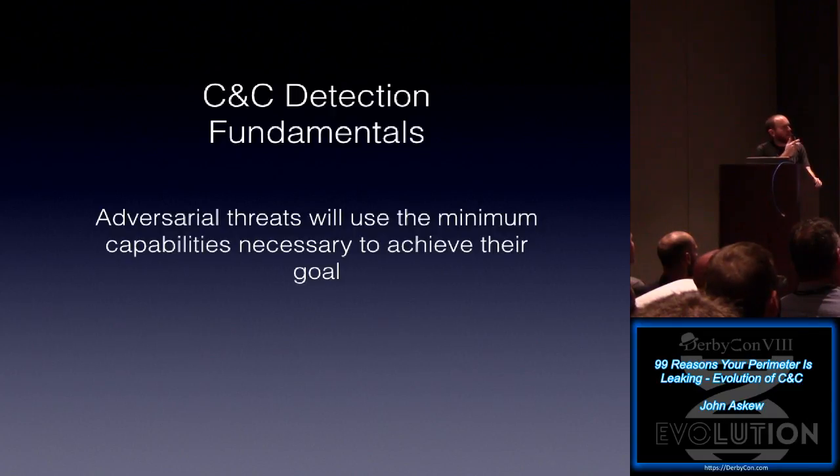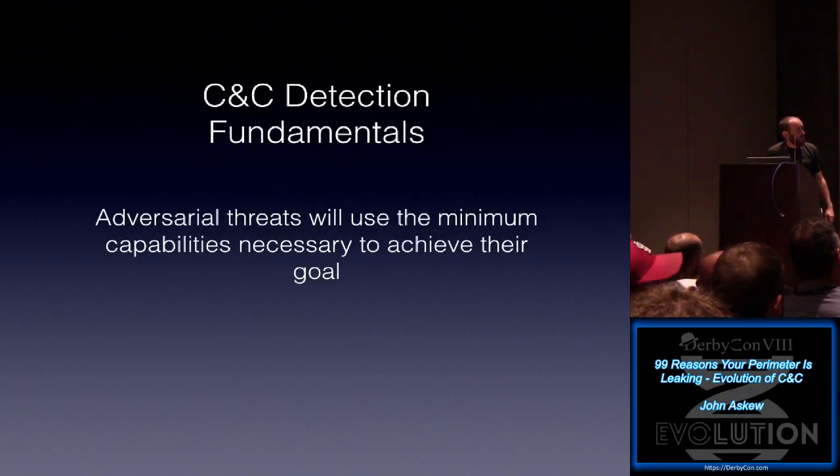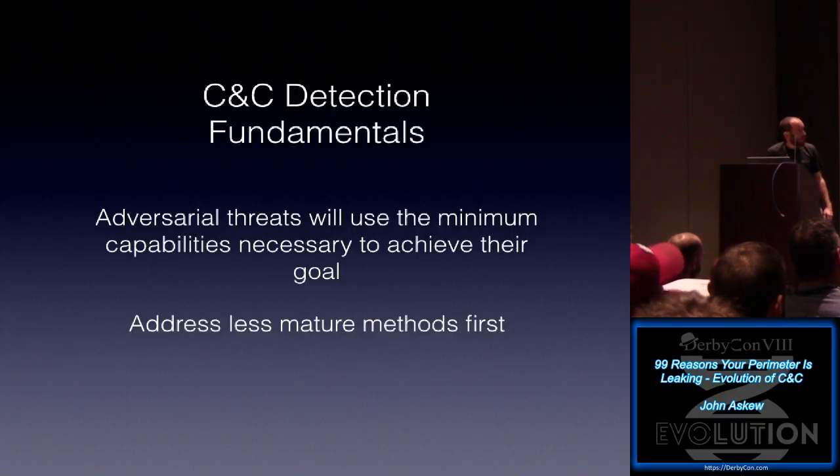Adversarial threats, as I kind of alluded to earlier, will use the minimum capabilities necessary to achieve their goal, right? If all you need is a reverse shell, then why do some kind of fancy Dropbox stuff if the reverse shell will work? So it's important that we, on the defensive side, address less mature methods first.